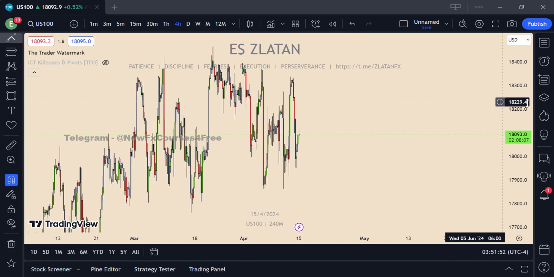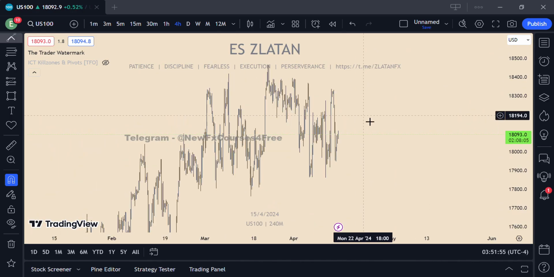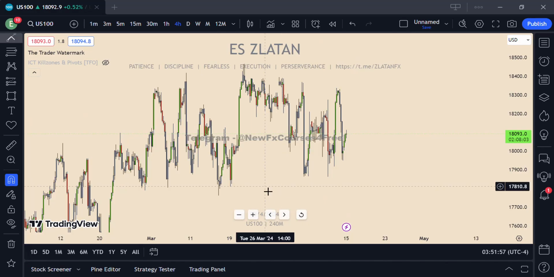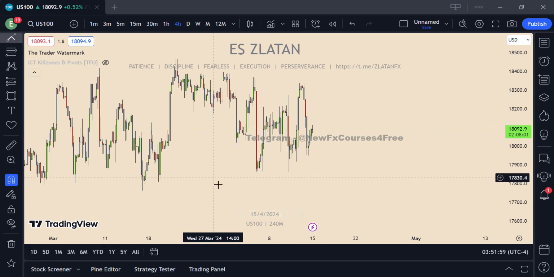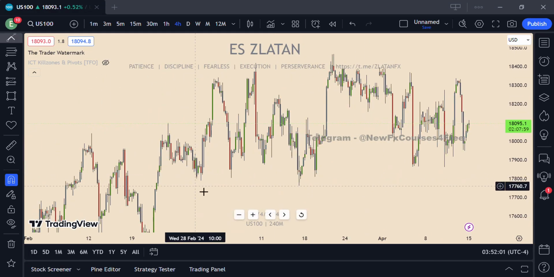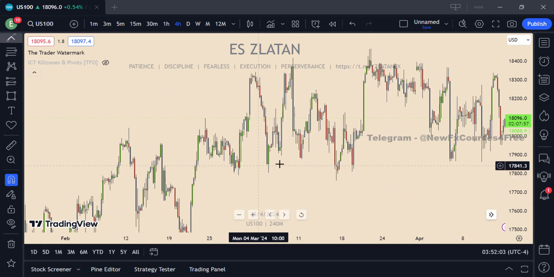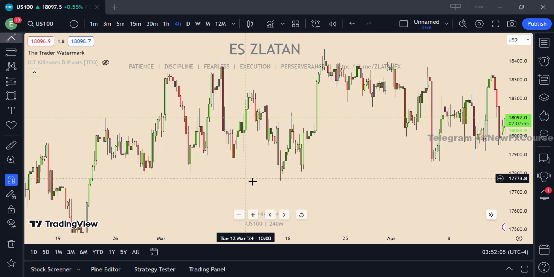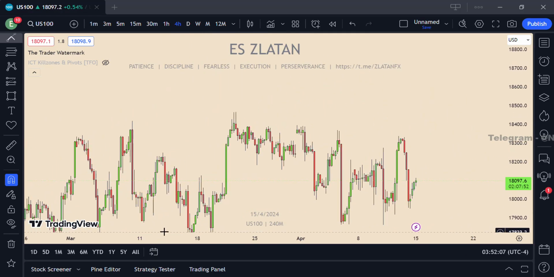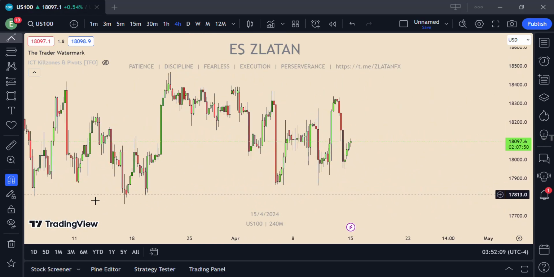Now the key takeaway is that the breaker must take out liquidity and must dig into a key level for it to be high probability, right? A high probability breaker takes out liquidity and digs into a key level. So let's seek an example.